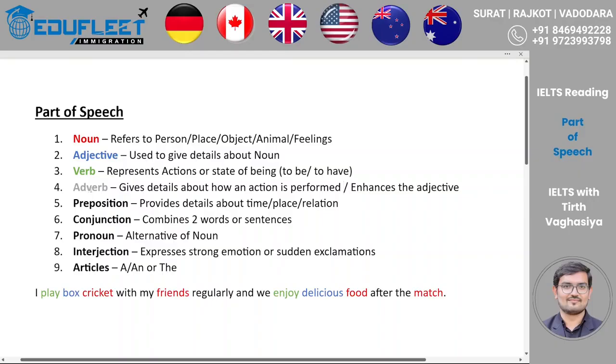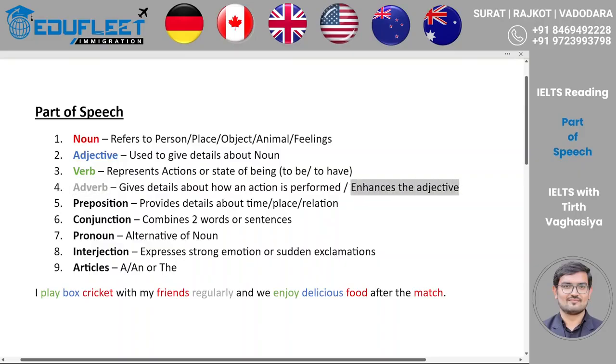Let's first see, do we have an adverb in this line? If you just look at this term, regularly, which is providing you details about how playing box cricket is performed. This word gives the details that box cricket is being played on a regular basis, maybe at a specific interval, weekly, monthly, daily. So how the action is performed, that gives you the details. That term is adverb.